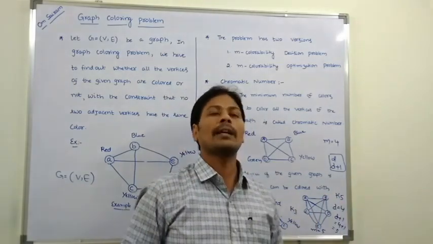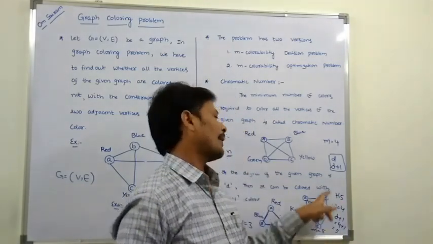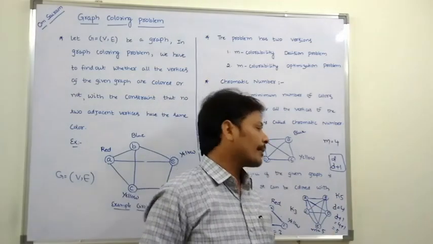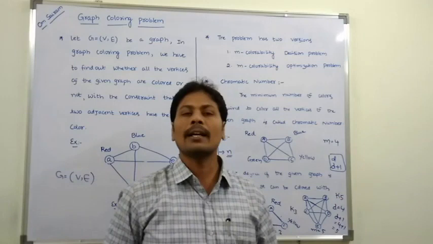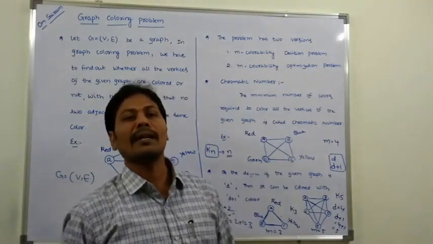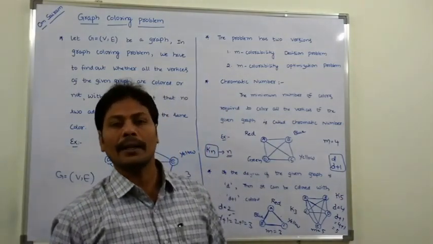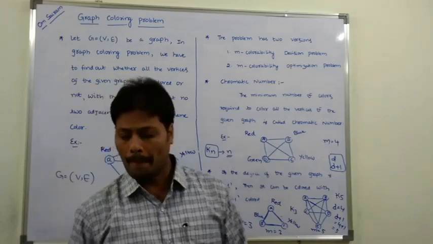How many colors are used to color all the vertices of the given graph? That is the n value, 5. That is, 5 colors are required to color all the vertices of the given graph.